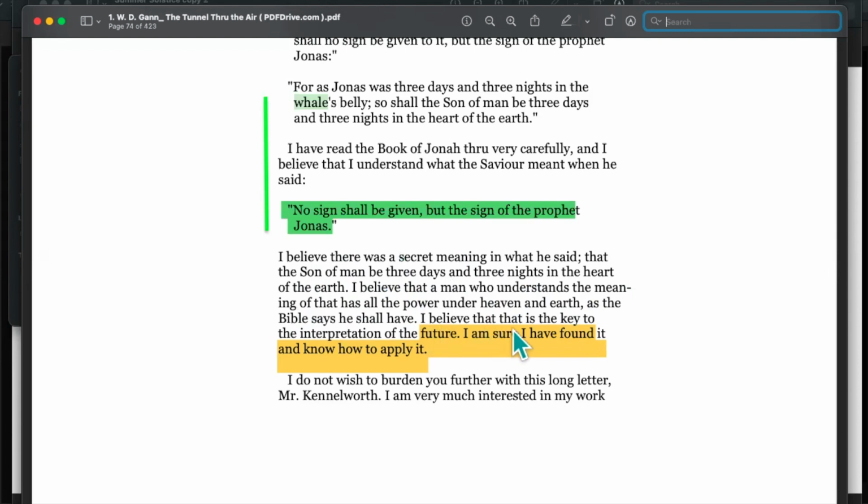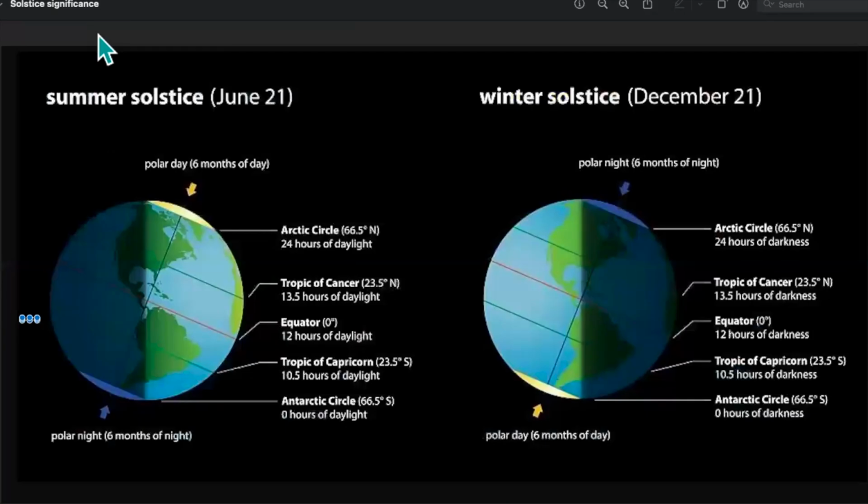I believe that is the key to the interpretation of the future. I am sure I have found out and known how to apply it. Now, applying it is a different part, but if you look at one of the things there, talking about Jonas, it talks about being 3 days and 3 nights in the whale's belly. In the same way, during the summer solstice and the winter solstice, the earth stands still for maybe 3 days.